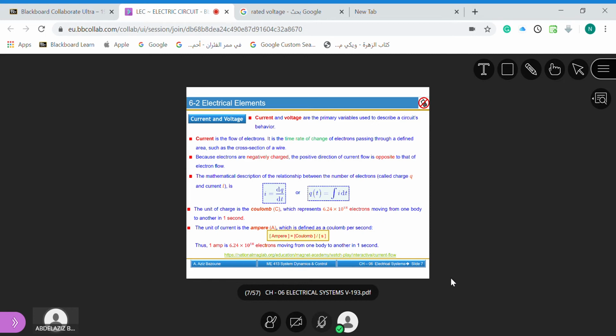The first thing we start with is current and voltage. Current and voltage are the primary variables, as I have mentioned, used to describe circuit behavior. Current is the flow of electrons. It is the time rate of change of electrons passing through a defined area, such as the cross-sectional area of the wire. Because electrons are negatively charged, the positive direction of the current flow is opposite to that of the electron flow. You know this from Electric Circuits 2.